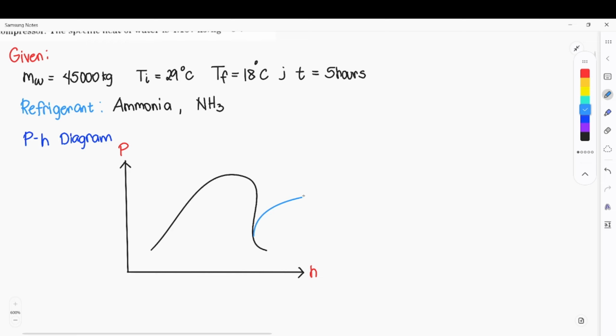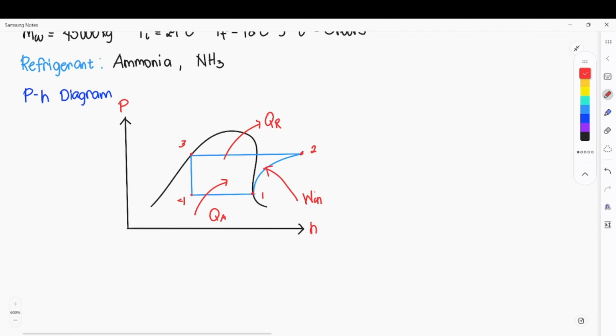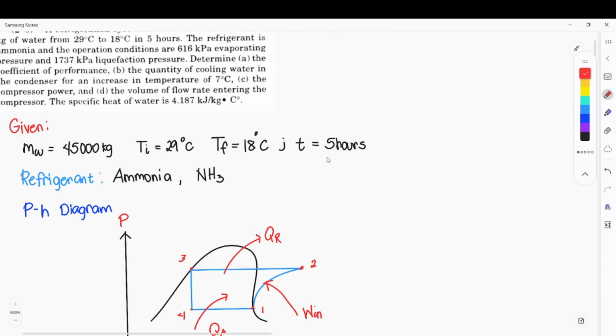And then we have here, let's draw. So, let's write our points. We have here point 1, 2, 3, and 4. Dito sa baba is our heat added and sa taas is the heat rejected. Then here we have our work input from the compressor. Okay, we can now proceed.